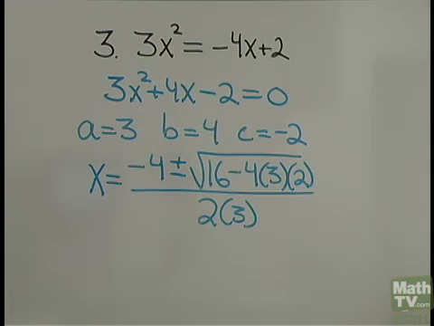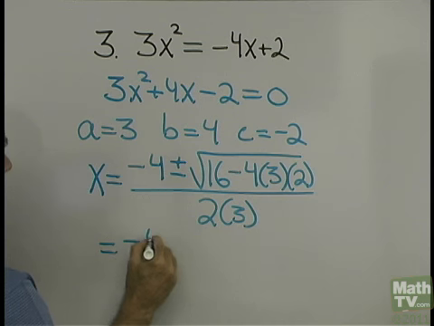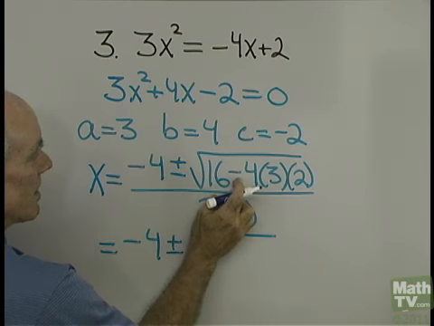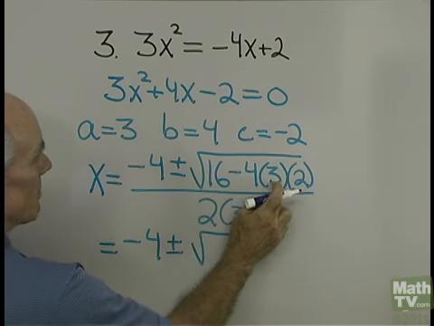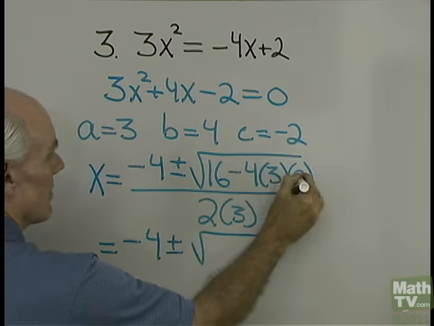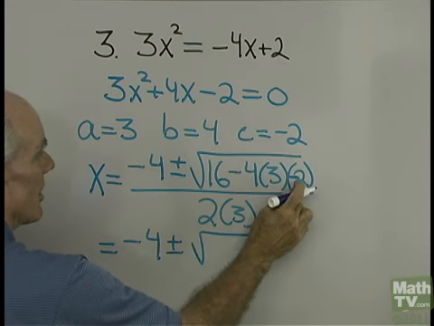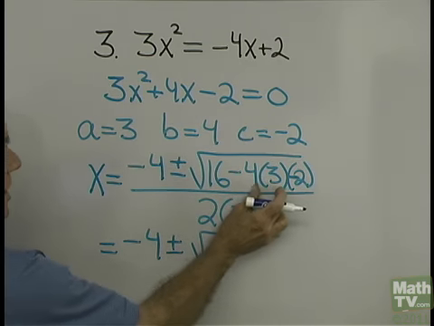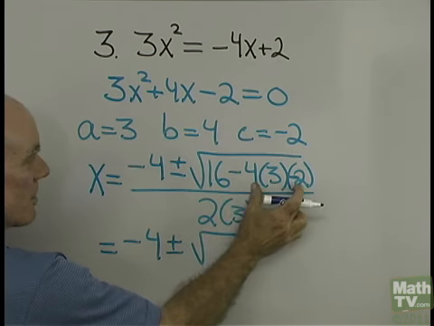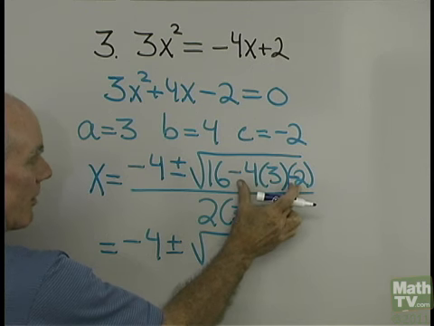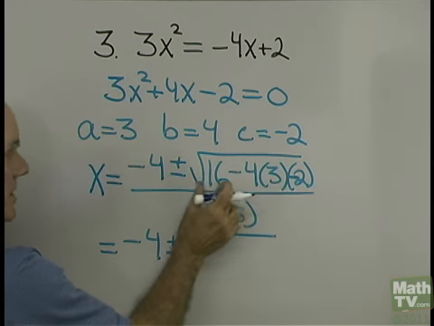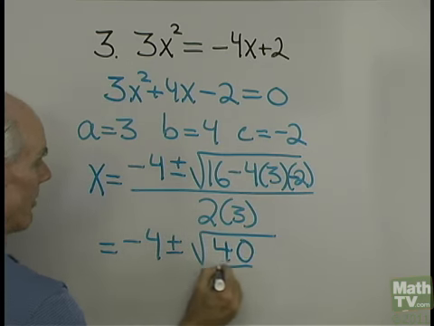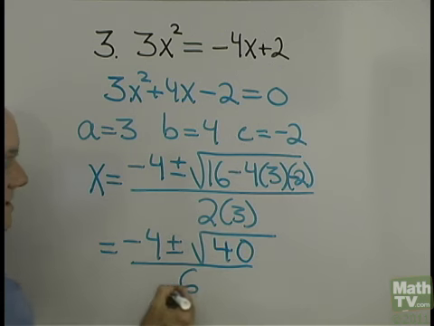I continue to simplify now, and I get negative 4 plus or minus square root of, okay, 16 subtract, let's see, 4 times 3 times, oops, made a mistake, negative 2. Let me put the negative sign there. C is equal to negative 2, so minus 4ac. Got the negative 2 there. 4 times 3 is 12, times 2 is 24. That'll be a positive 24 plus 16 should give me 40. Okay, all divided by 2 times 3 is 6.